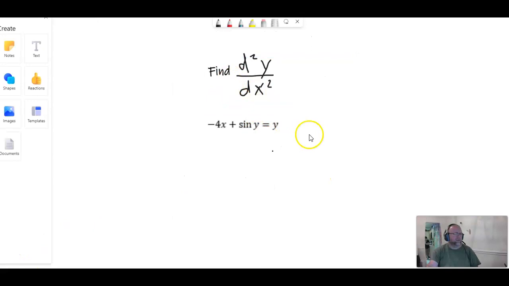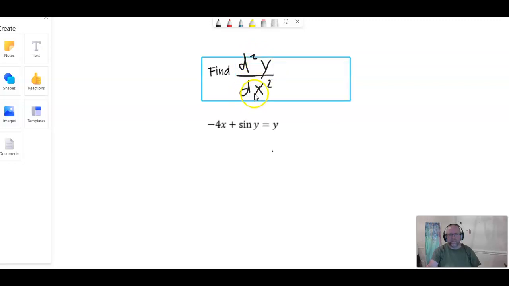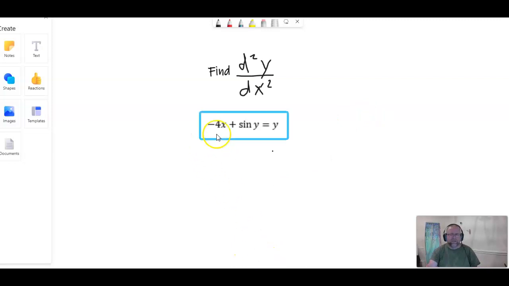All right, now to the last part. This example will be similar to the fourth question on the assignment. It says find the second derivative of y with respect to x. So it's kind of weird notation here. They put the little 2 between the d and the y on top, and the 2 to the upper right of the x on the bottom, but all it's really asking you to do is calculate the derivative twice. So let's use this example here of negative 4x plus the sine of y is equal to y.